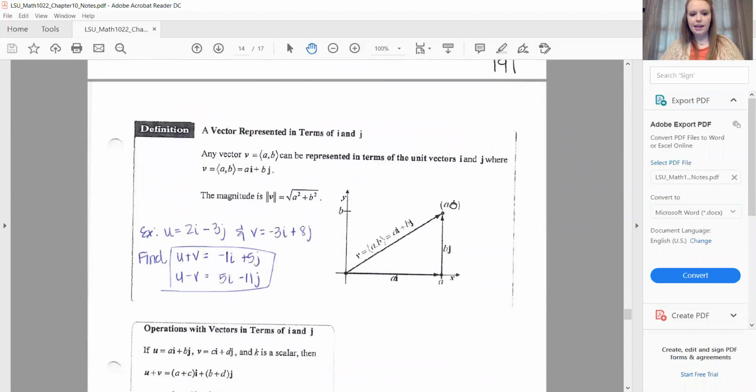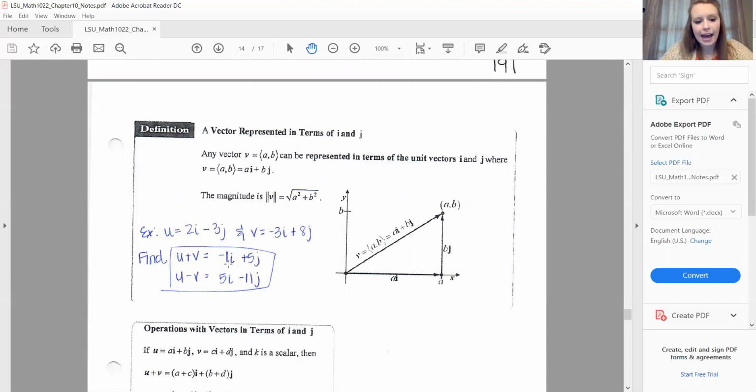Okay, here's one where we added and subtracted so you can see what I was talking about. It could ask you to do all of them, but I did both adding U and V and subtracting U and V. So the vector U is 2i minus 3j. The vector V is -3i plus 8j. So you're only doing your i's together and your j's together.